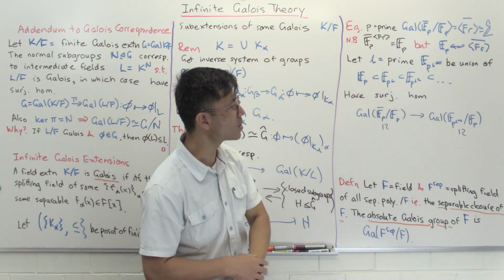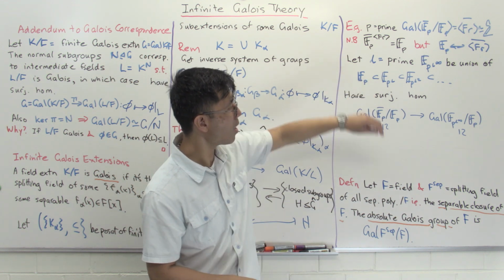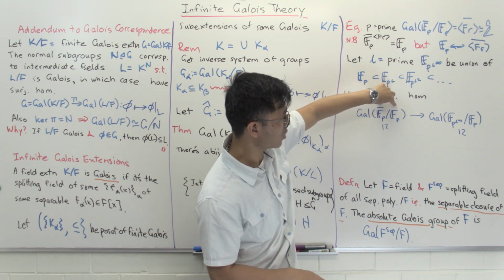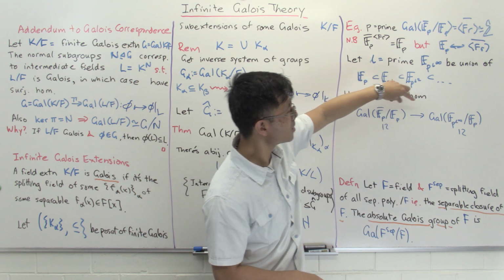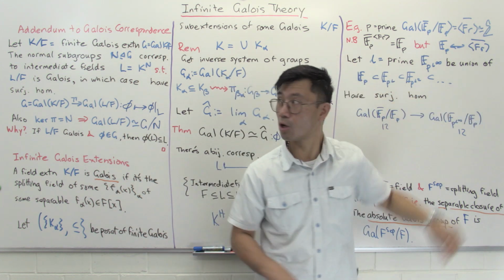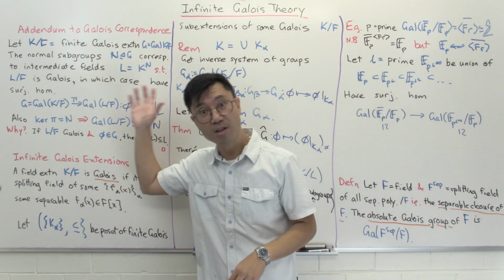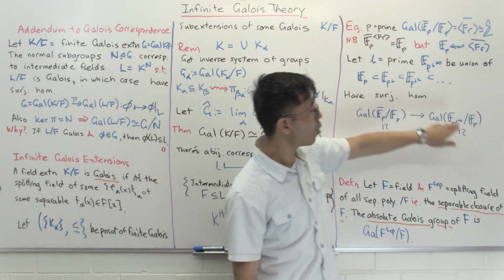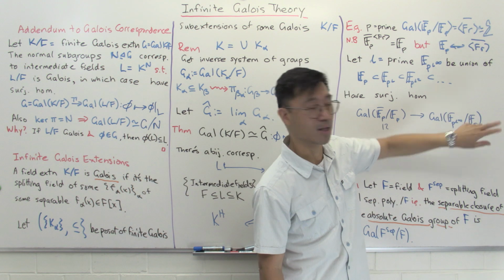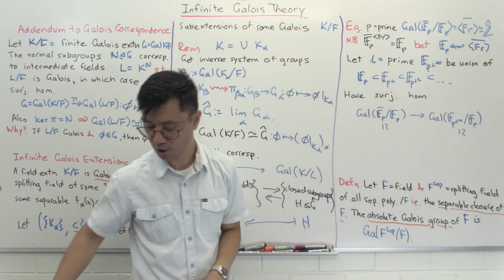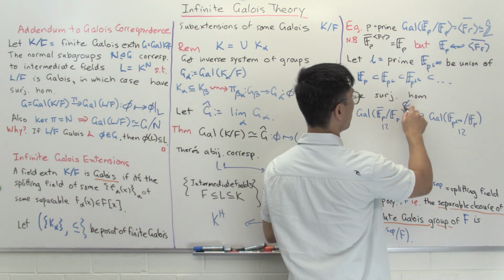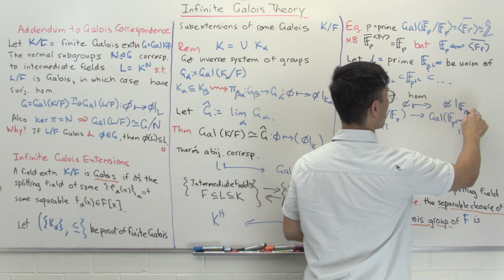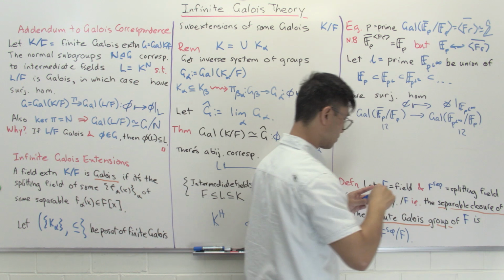The first thing is that we have this field extension Fp bar over Fp, and this is going to be a Galois sub-extension. Using the same argument as in this addendum here, we can restrict Galois automorphisms to Galois automorphisms of this Fp to the l infinity. That's just restriction. So phi gets mapped to phi restricted to Fp to the l infinity.